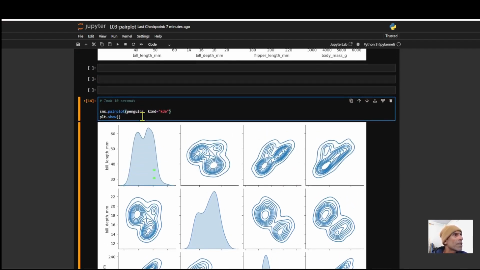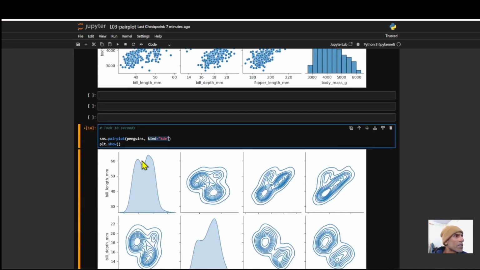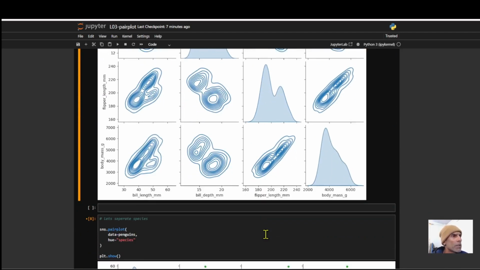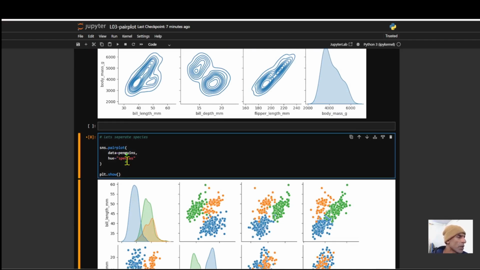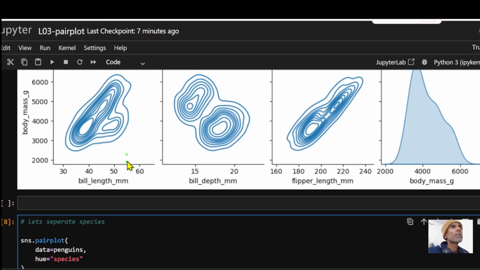And by putting kind equal to kde, I'm saying that I want the diagonal to be a kernel density estimation curve. So by looking at the diagonal, you can see how your data is spread out. Okay, then you can also put some species over here for the penguin. So let me just increase the size more.